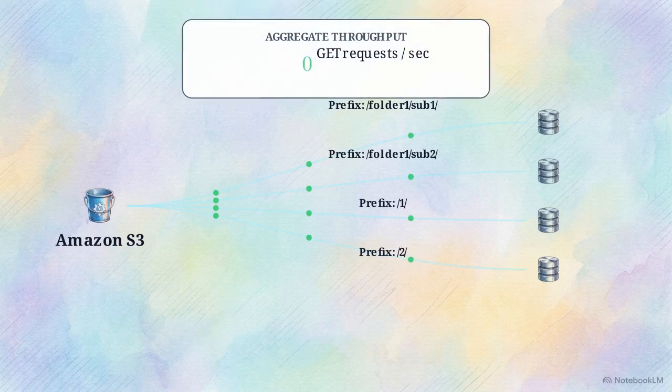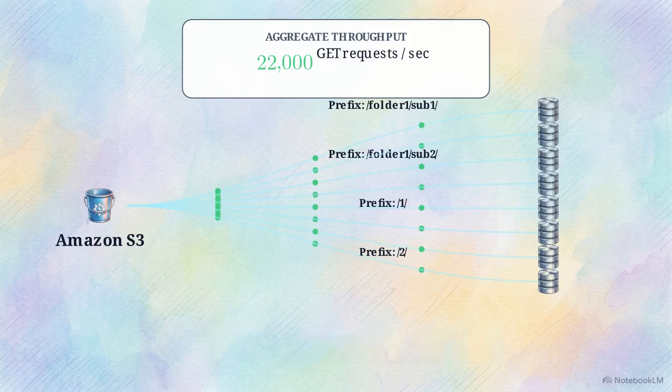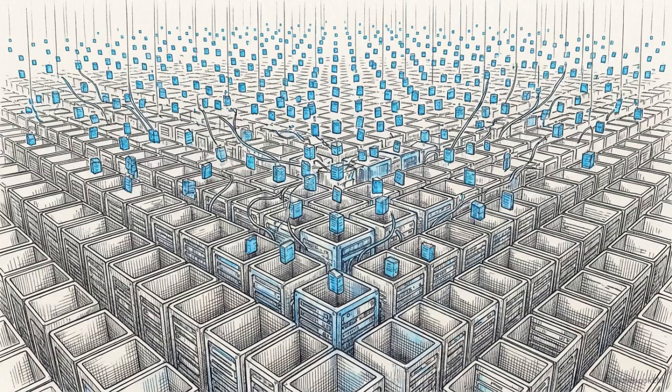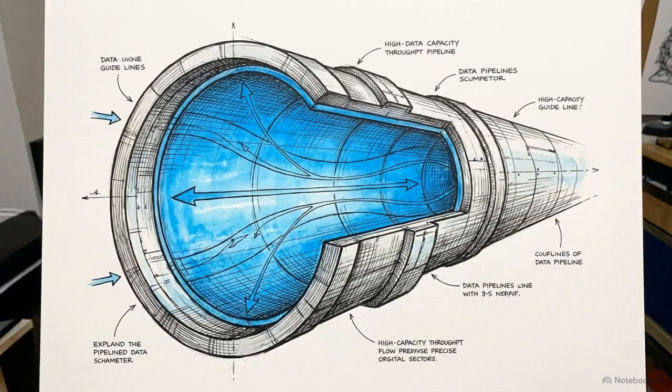This 4-prefix tree demonstrates the math. Distributing read traffic across 4 prefixes achieves an aggregate 22,000 GET requests per second. S3 dynamically monitors load. When thresholds are exceeded, it automatically splits partitions, allocating dedicated backend storage nodes for parallel traffic. The established best practice for maximizing this architecture is injecting randomized unique hashes at the beginning of your object paths. This distributes incoming traffic across thousands of distinct prefixes simultaneously. By spreading the load across the entire storage cluster, you bypass the performance ceilings of individual prefixes and achieve aggregate throughput that matches the demands of your specific dataset.